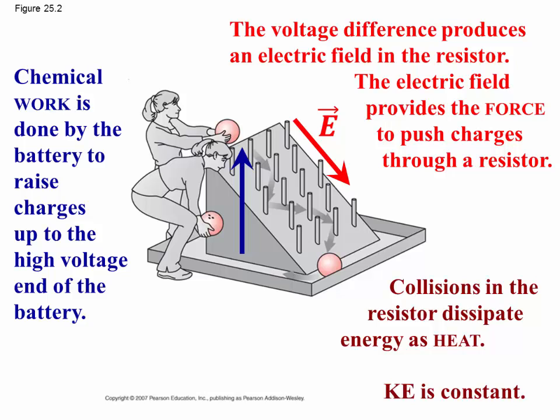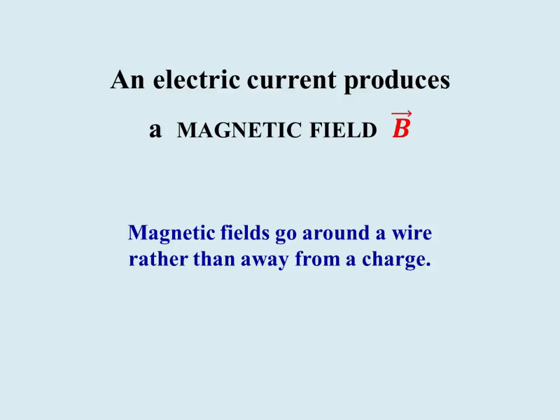That voltage difference produces an electric field in the resistor. That electric field provides the force to push charges through the resistor. And then collisions, like with this bowling ball bouncing off of those posts, produce heat through the process of basically a friction kind of collision process, so that the energy you put in from the battery ends up being dissipated as heat. In principle, the kinetic energy of that ball is constant in this diagram.